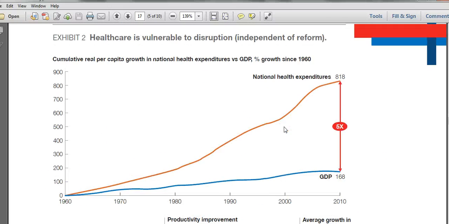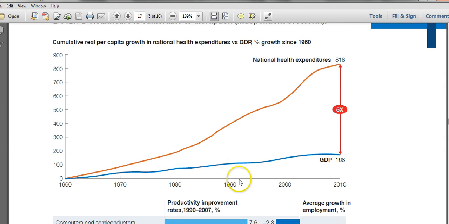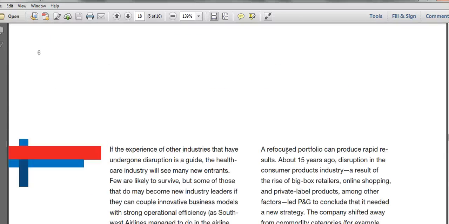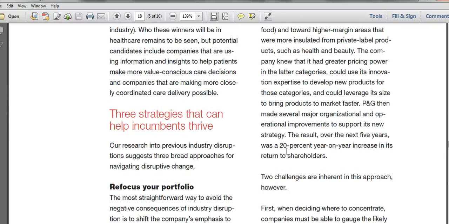Look at that, cumulative real per capita growth and national expenditure versus GDP. Look at how it's growing. It's growing at such a significant rate that it's scary, the expenditure, okay. And this is one of the reports that I love, because if I am a person who wants to understand where the healthcare industry is in the United States, I just spend about half an hour reading this report, and it gives me a sense of the health of the healthcare industry in the United States.